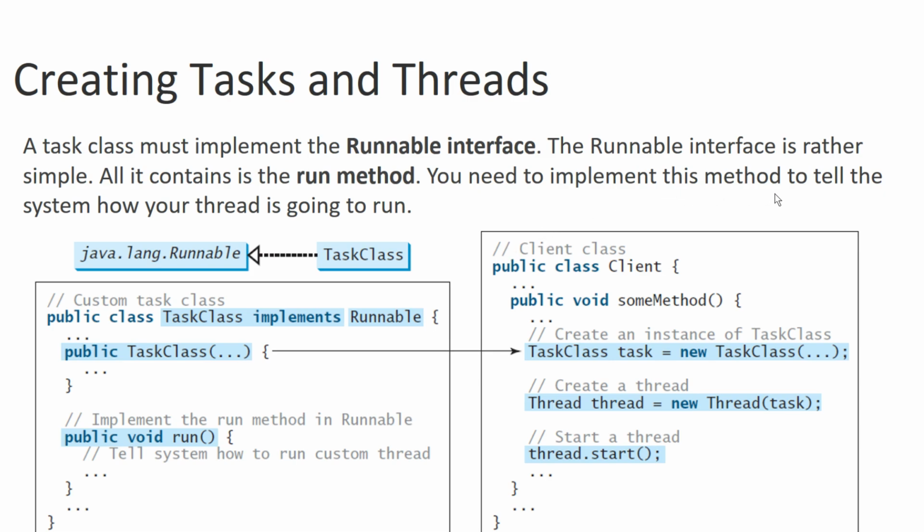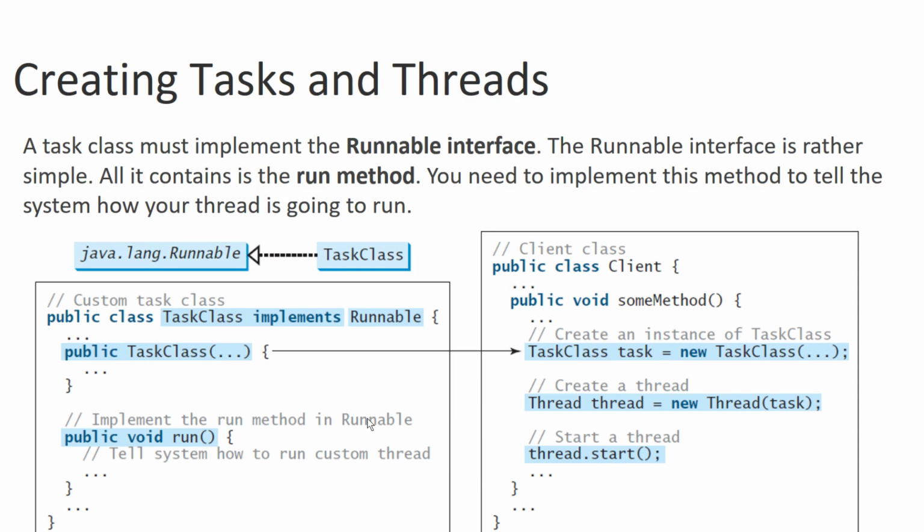You need to implement this method to tell the system how your thread is going to run. Because you are implementing Runnable, you'll be forced to implement a method called run. That's the whole point of having interfaces. You have to implement this method, meaning you have a task and the run method will say how the task will work, what the task actually does.